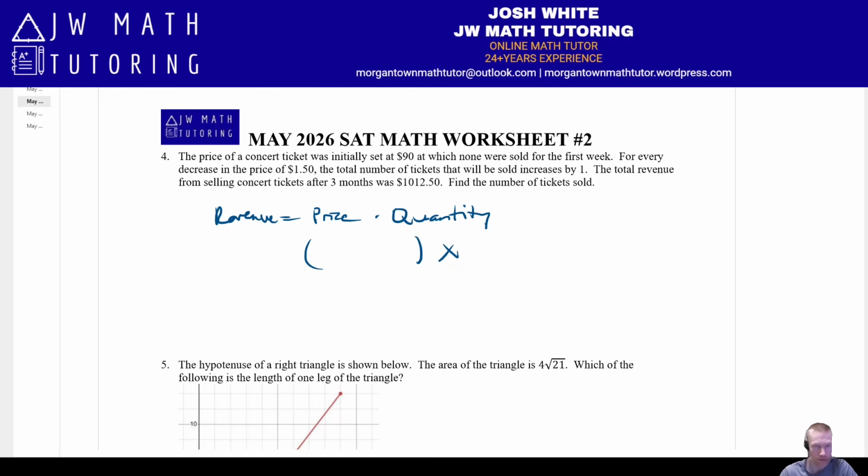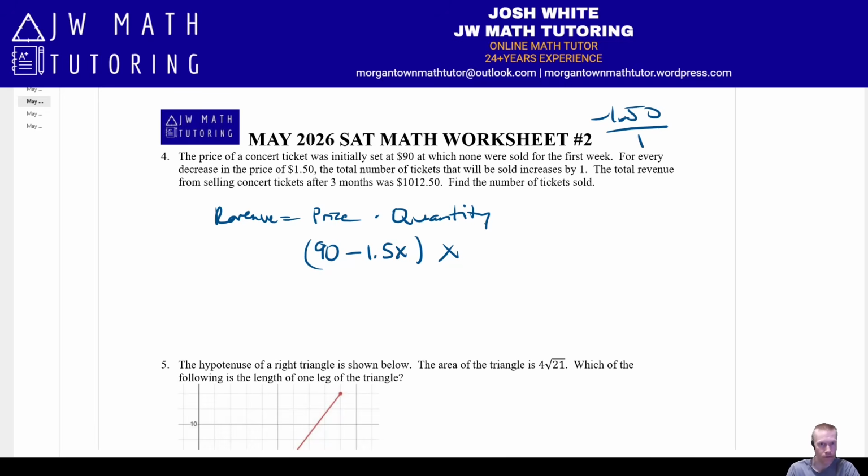The price is essentially starting at 90 and then you're decreasing it by 1.5x, because it goes down by $1.50 and at the same point the number of tickets sold increases by 1. So that whole minus 1.50 and increases by 1, that's essentially kind of like a slope. That's the number here that's going to be multiplied by x, the number of tickets.